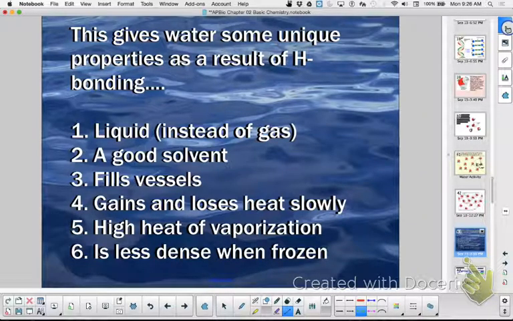It's a very good solvent as long as you're a polar or charged molecule. It's a great solvent. What doesn't dissolve well in water? Oils. And the reason why is they're non-polar, and so they don't mix well, and we'll be talking about that. They can fill up vessels and shapes. They can gain and lose heat very slowly. This is like the overview of the whole thing we're going to discuss.